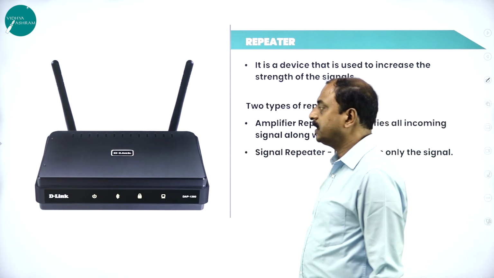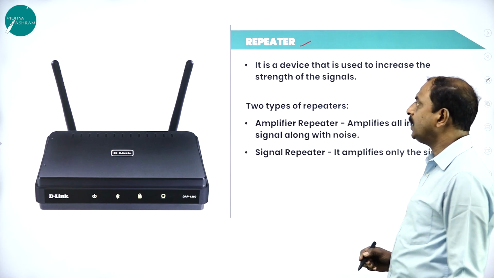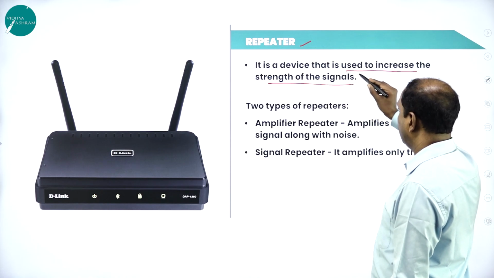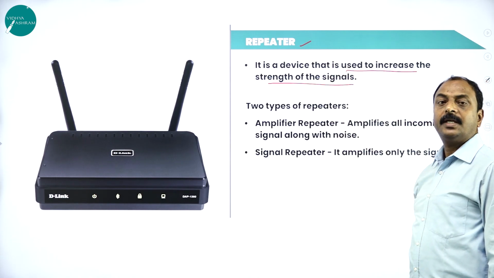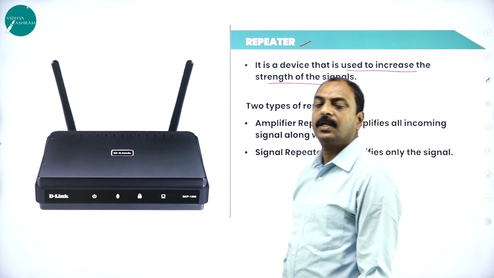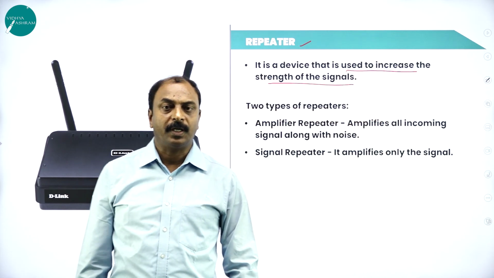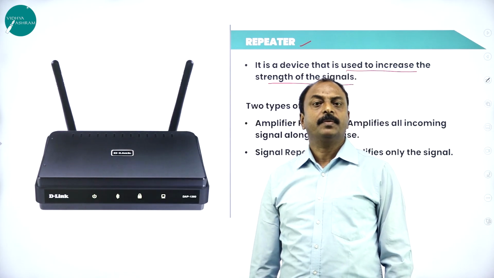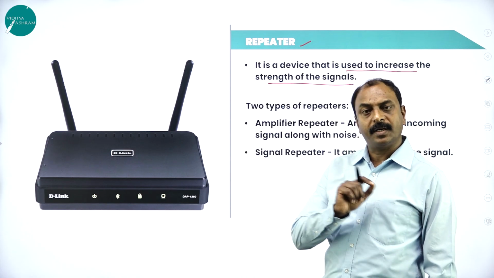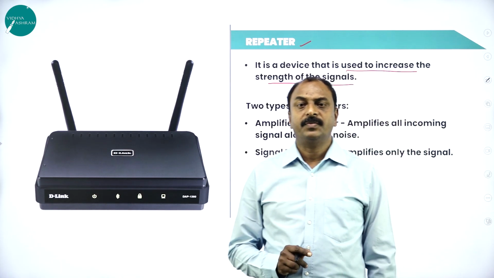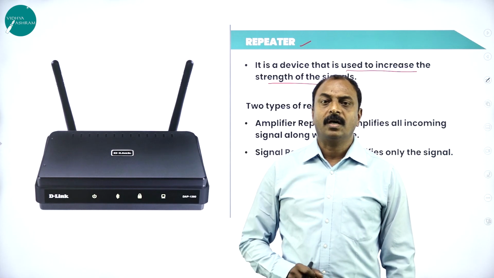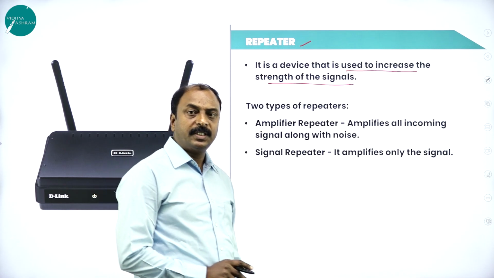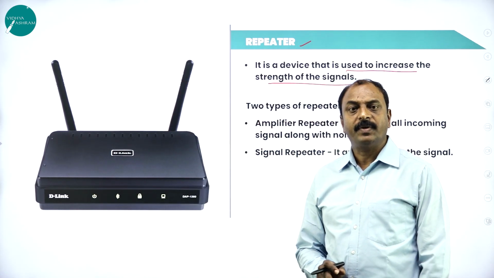Now one more network device is called a repeater. What is a repeater? It is a device that is used to increase the strength of the signal. Repeater is nothing but a type of network device, normally used in bus topology. Now you know what bus topology is. In bus topology, all the network peripherals are connected to the main data cable. So here, if the cable length is too long, or if there are a large number of computers, there are chances of the signals becoming weak, so in that case we use repeaters.